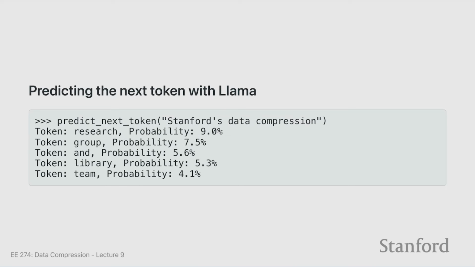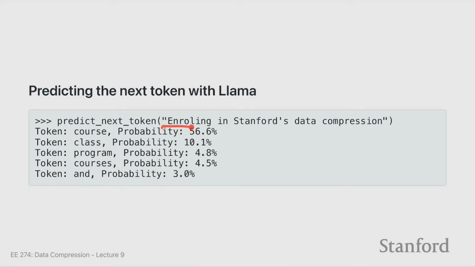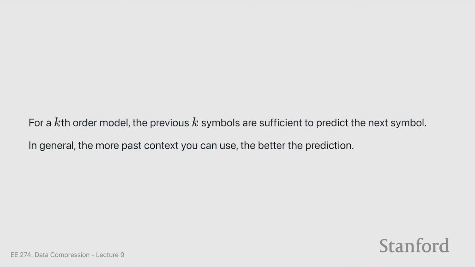So, right. Then I tried this, just another simple example. I tried Stanford's data compression, right? And it suggested research, group, library, team. Class was nowhere there, course, class, right? Very sad. But then I said enrolling in Stanford's data compression and see how the distribution changes: course, class, program, and so on, right? So the longer context you give, usually it will give you better prediction if you're using a powerful model. So that's the lesson, right?